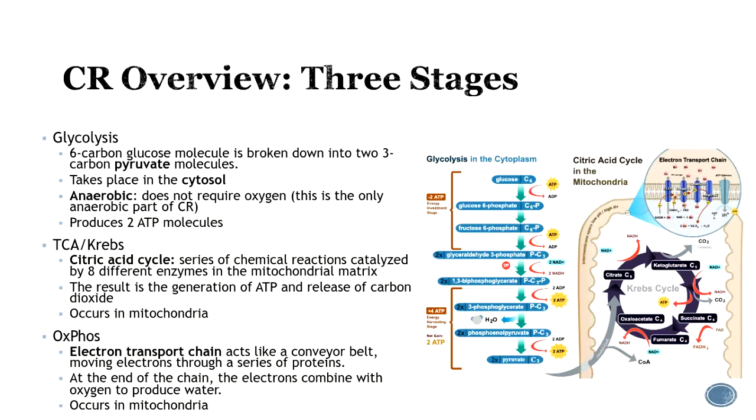It looks kind of scary when you first look at it, but don't freak out. We're going to break it up into 3 stages, and this is kind of an overview slide, so it's a good summary. The first one is called glycolysis. Basically, in glycolysis, we're going to take that 6-carbon glucose molecule and break it down into 2 3-carbon molecules called pyruvate.